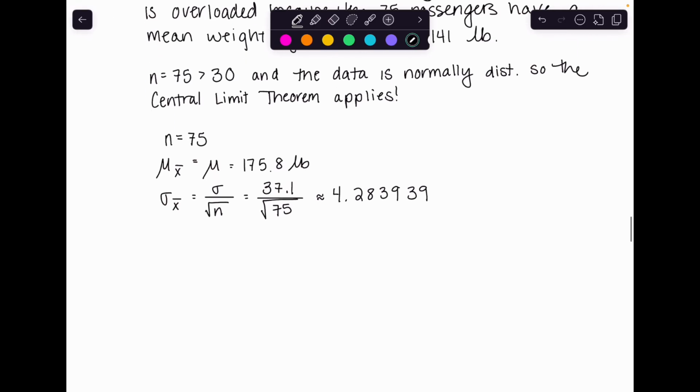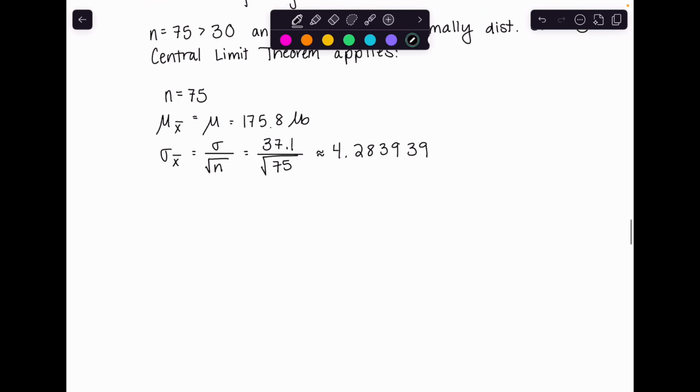So drawing a little picture as to what's going on here and what we're actually trying to do. Here is our normal distribution for the sample. It's got a mean in the middle of 175.8 pounds. And I want to see what's the chance of this sample mean being greater than 141. 141 is to the left, so it's definitely going to be a negative z-score. But I want to figure out what's the chance the average weight of these individuals falls into this area.